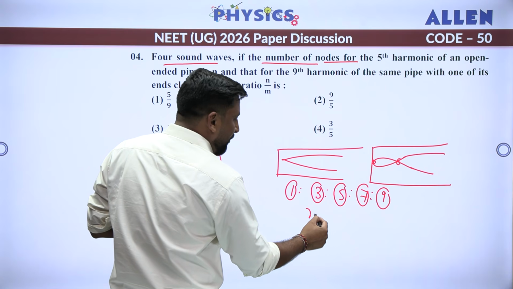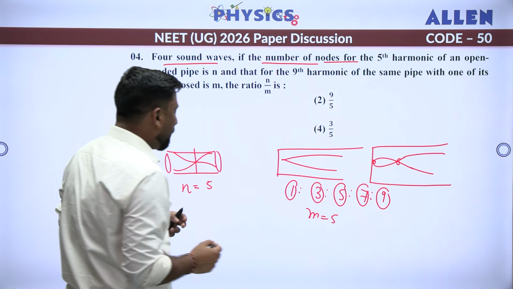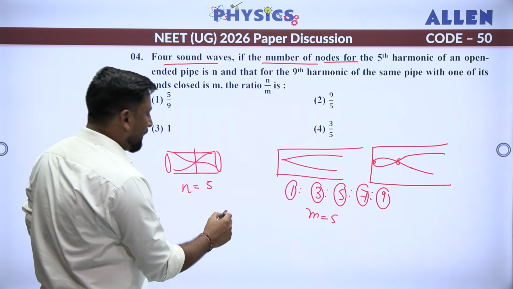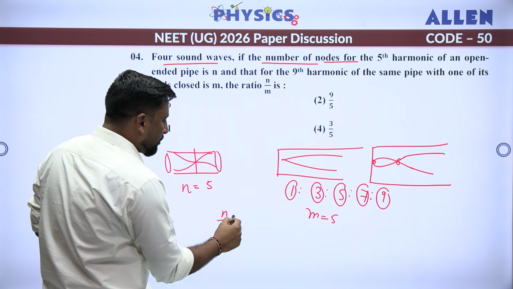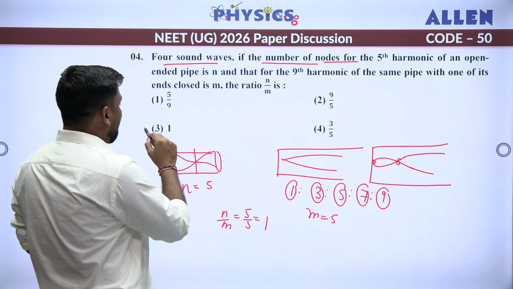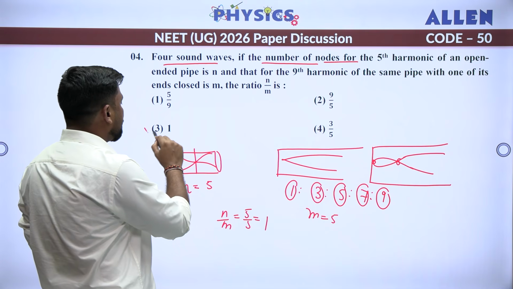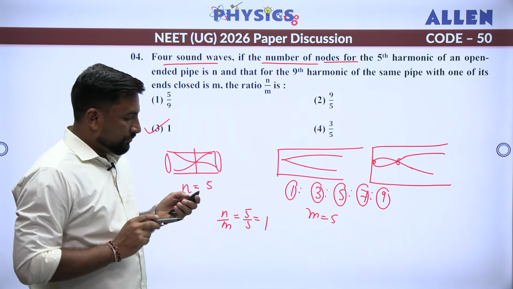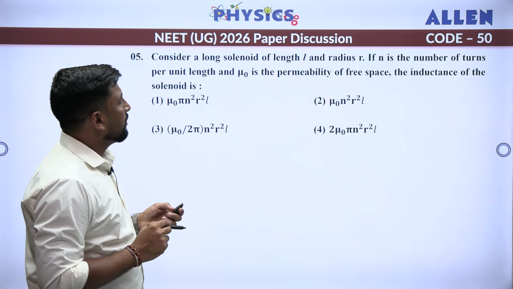So for this, m is equal to 5. Now if you talk about the ratio of n by m, how much is it? 5 by 5, so it's 1. So it is matching with option 3, which is 1. Now let's move to question number 5.